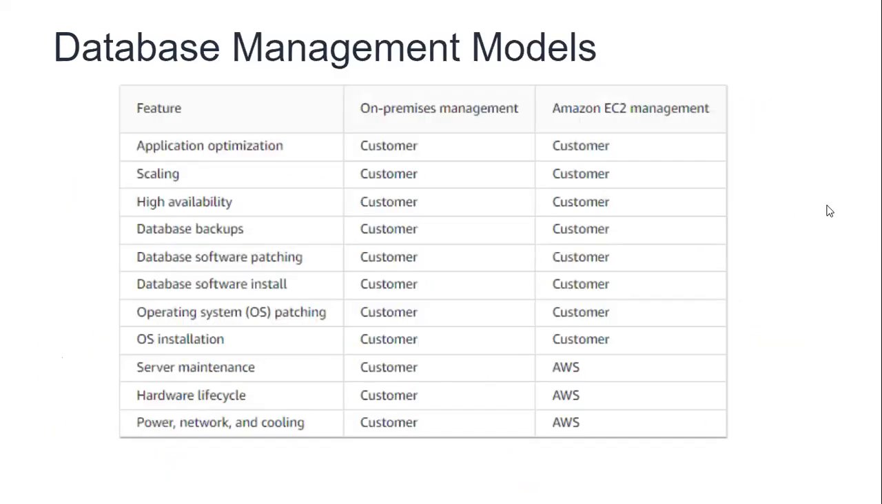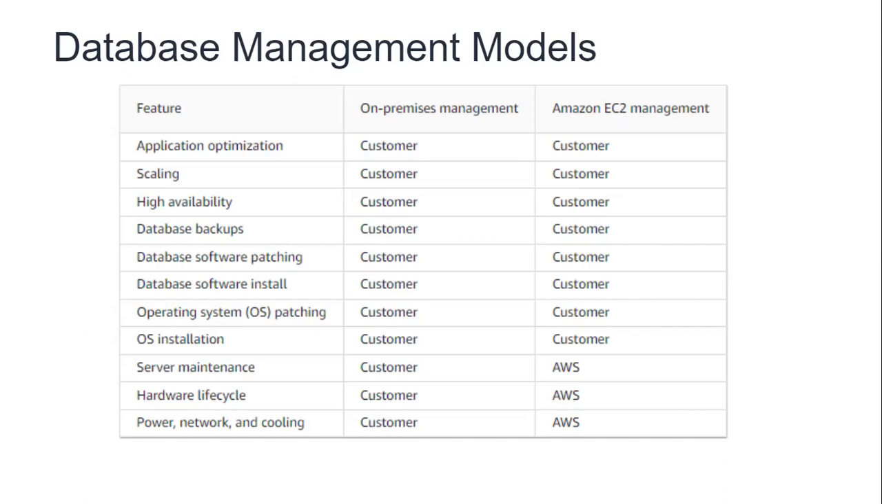So I said that when you run your database in a production environment, in your own data center, there is a lot of work you have to do. So this table is comparing the work you have to do when you run your own database on-premise, and then when you run your database on EC2. So realize that all of them are similar. So this one, you're running your database on EC2, not RDS. You can actually run your database on EC2.